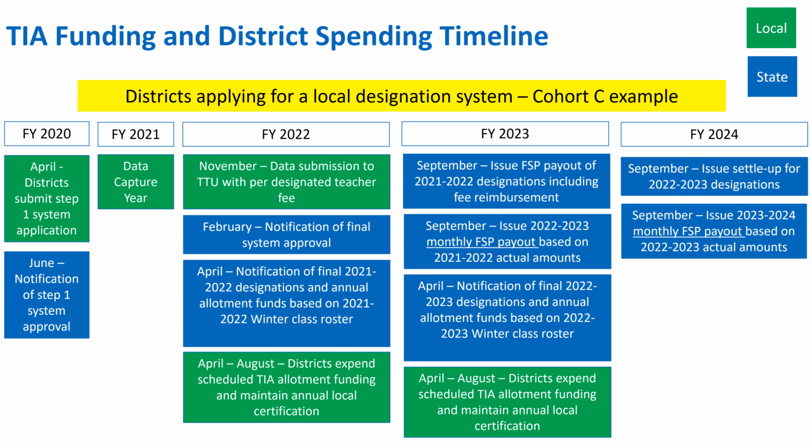Moving into FY 2024, they would then receive a settle-up based on their actual 2022-2023 designations and amounts, and then once again begin receiving monthly FSP payouts based on 2022-2023 actual amounts.